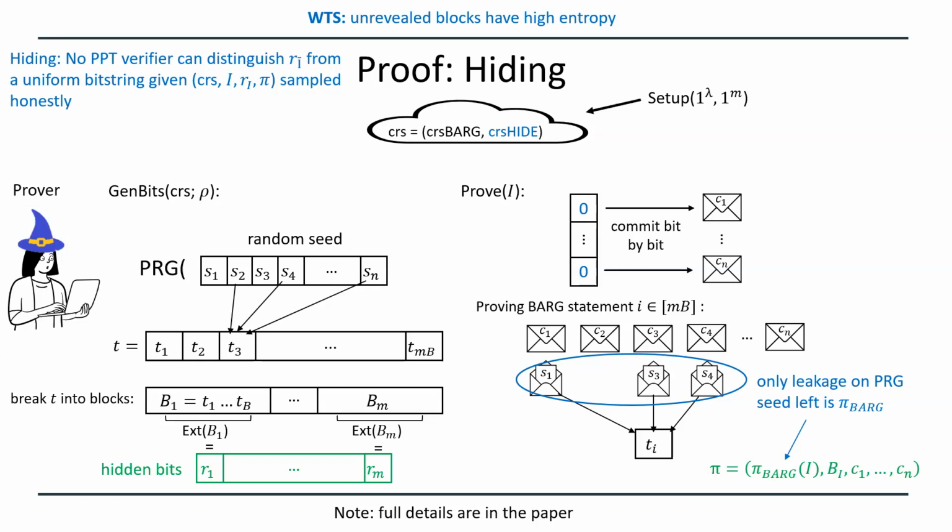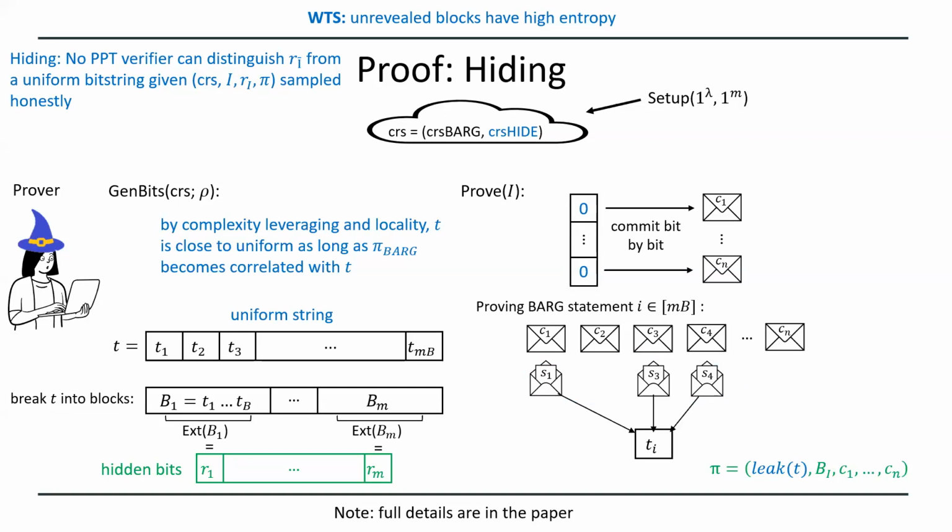And so we can, at this point, argue leakage resilience in the following sense: by complexity leveraging and locality, we can say that T is close to uniform so long as the BARG proof becomes some correlated distribution with T. But this is actually enough already because the BARG proof is short, and thus the output of this distribution will be short. And by setting parameters correctly, we can make this less than the block length, thus giving us the entropy guarantee that we desired and completing the proof.